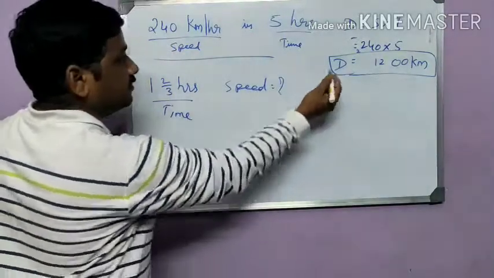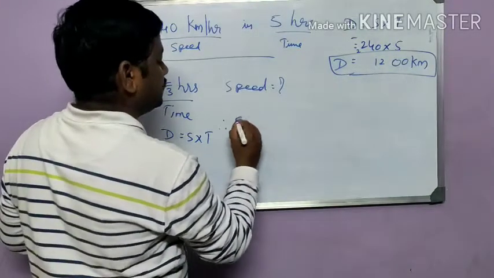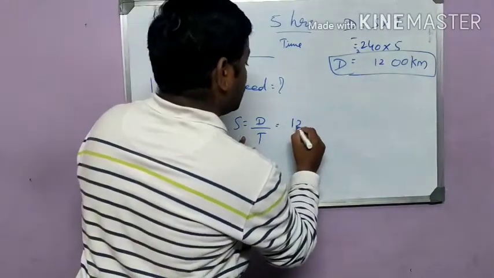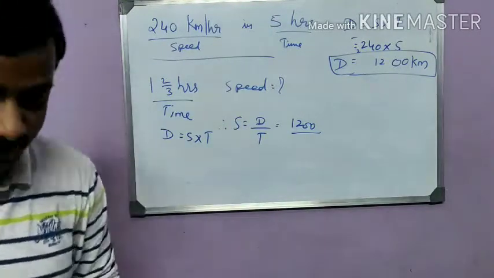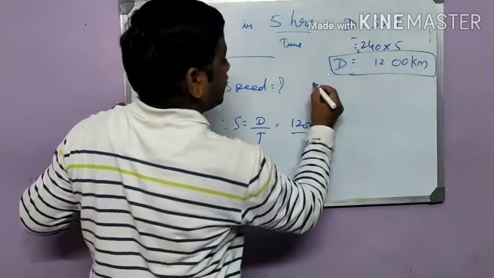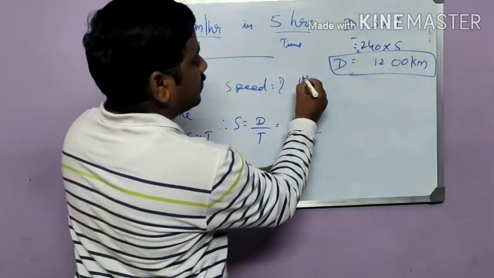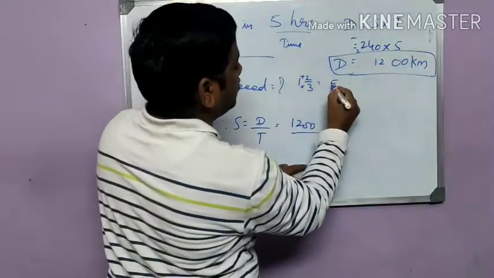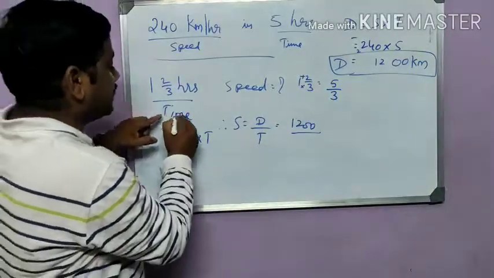Again we use the same formula, D is equal to S into T. But we need to find speed, therefore S is equal to D by T. D is 1200, that's no problem, it's in kilometer. And time is 1 2/3 in hours. We can make it simple. I'll tell you how to write it: 3 into 1 is 3, and this answer should be added with 2. 3 plus 2 is 5. So this is simple mathematics. We can write this as 5 by 3. So the time in hours is 5 by 3.